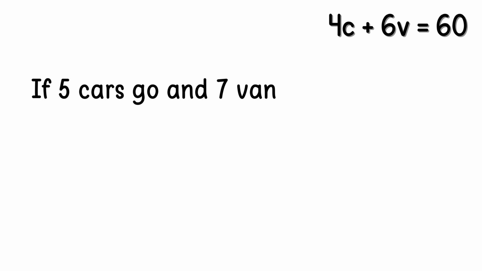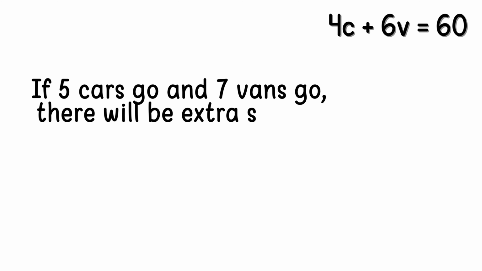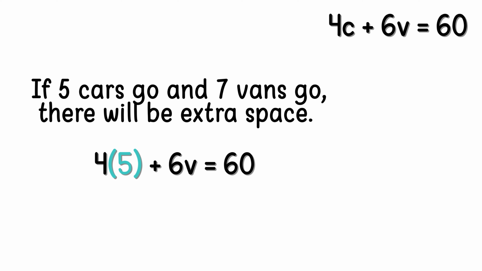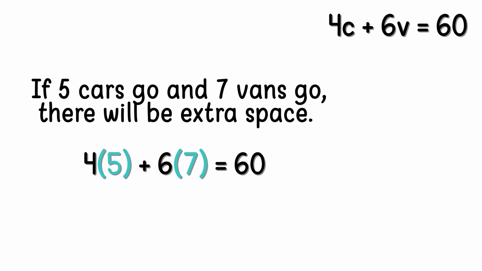Now we have that if 5 cars go and 7 vans go, there will be extra space. So we'll put these values into our equation, and when we evaluate it, we'll want our number to be bigger than 60 to show that there will be extra space. So we'll start by replacing C with 5 and V with 7. This gives us 20 plus 42, which gives us 62. So we have 2 extra seats, so this is a true statement.